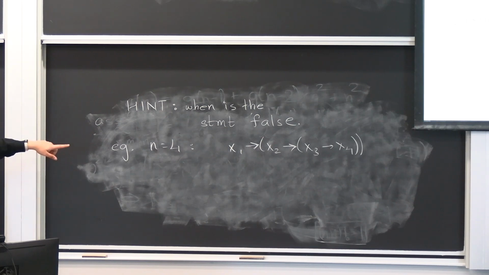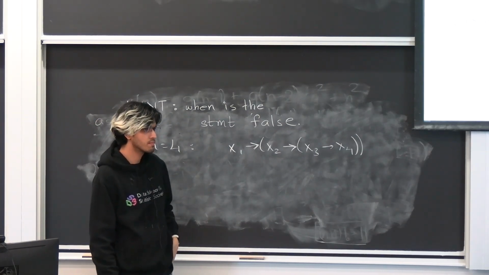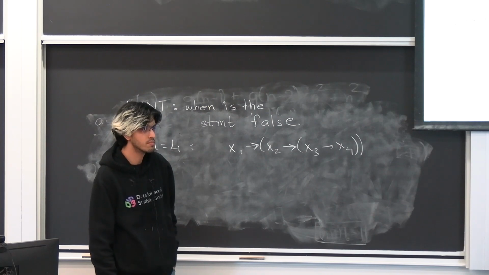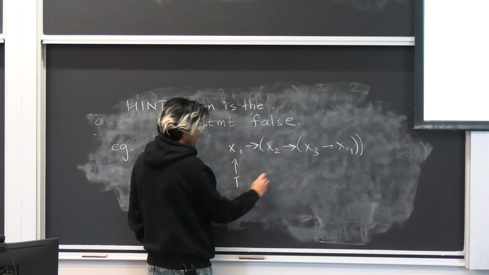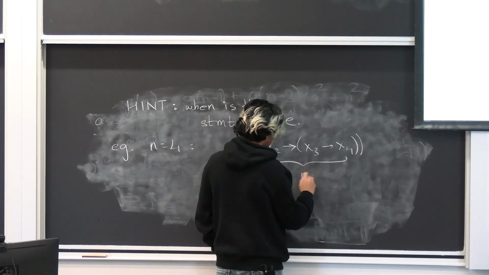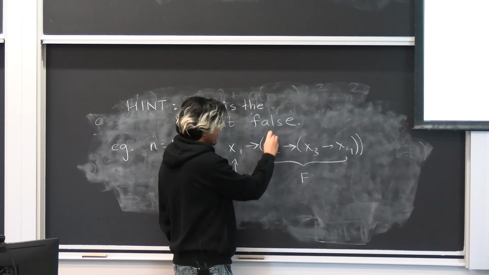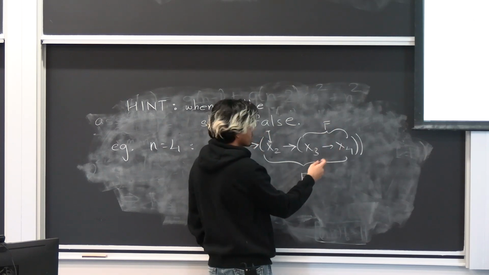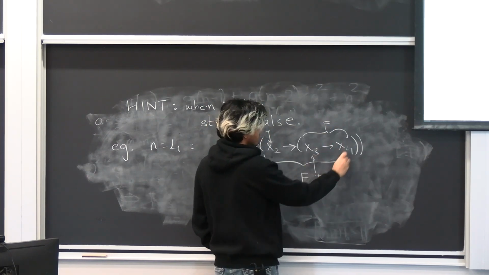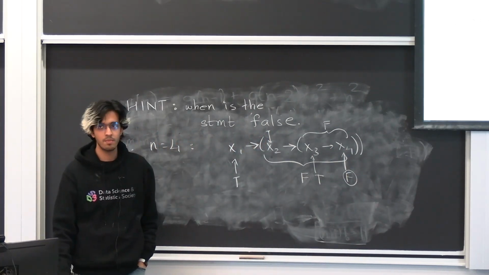So when is this statement false overall? I don't think it could be false. Why not? Because, say if x1 is true, right? Okay. So you want x1 to be true, and you want this to be false, right? And when is this false? When this is true and this is false. And when is this false? When this is true, and this is false. It's possible, right? Yeah.